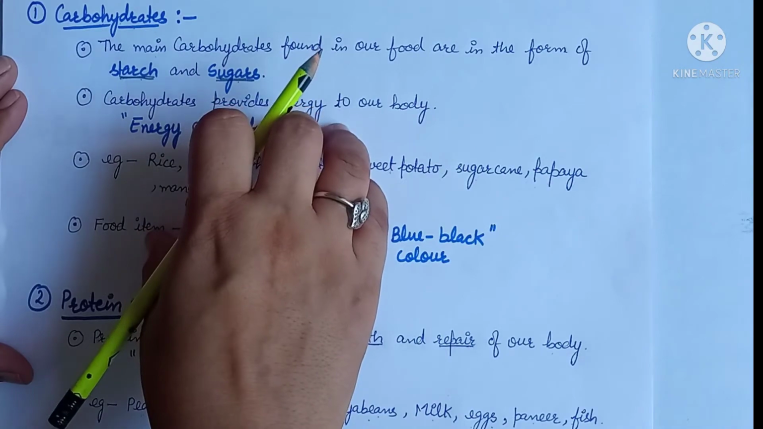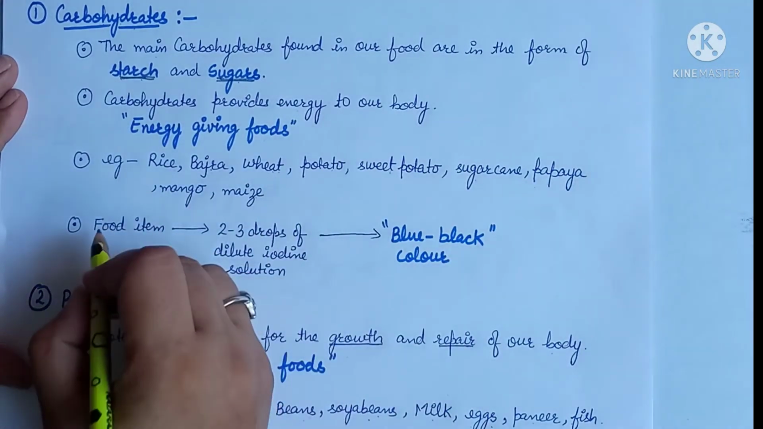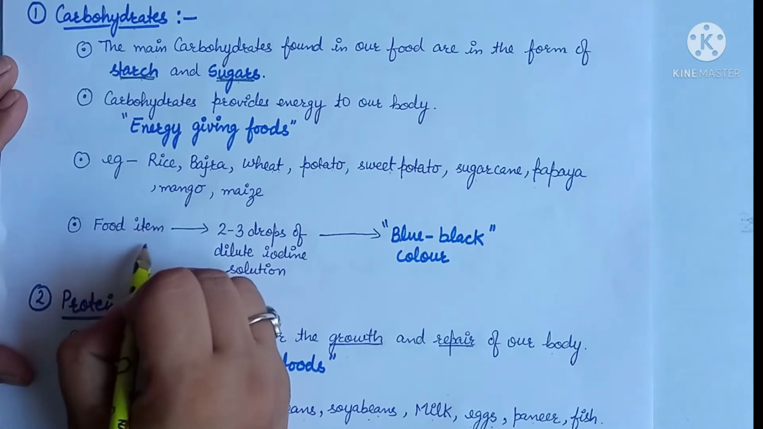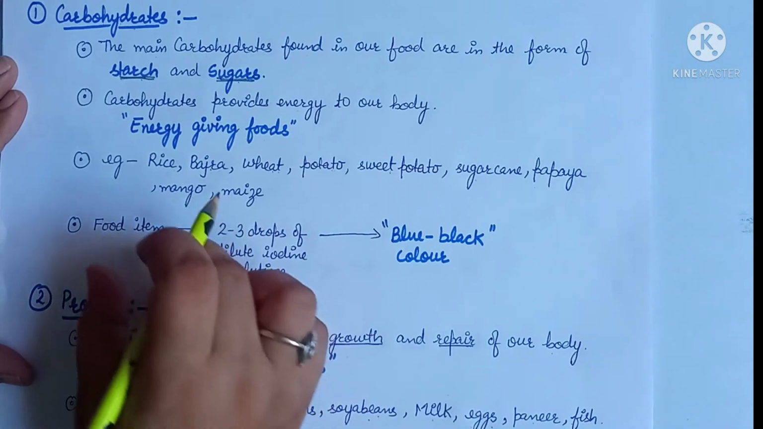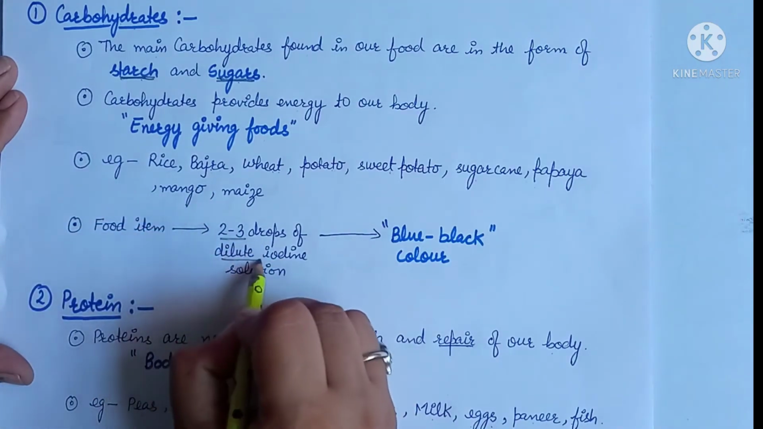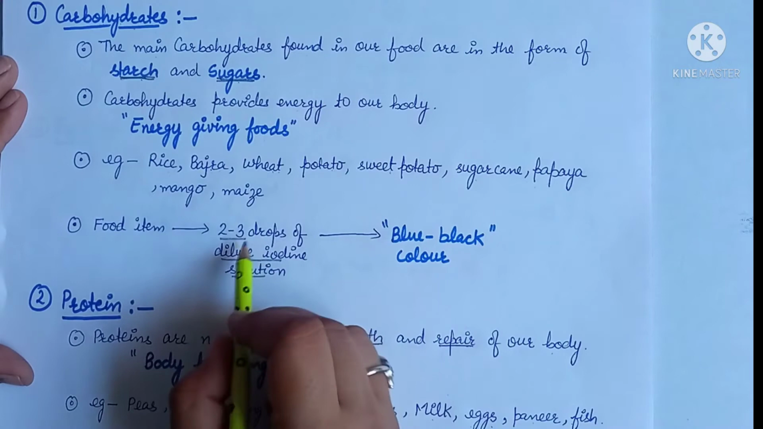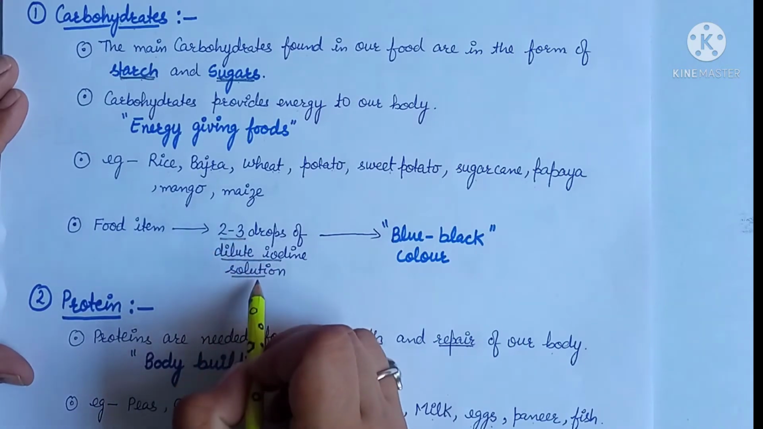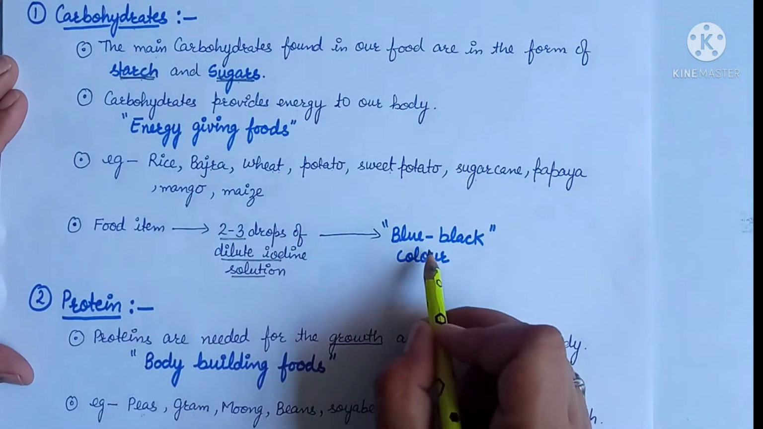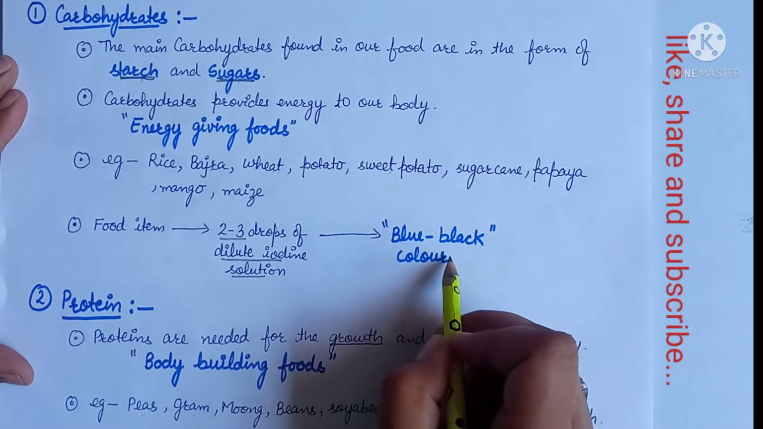If you want to test for the presence of starch in the food item, we have a test for it. For that test, you need a food item in a smaller quantity. Take the food item in a smaller quantity, add 2 to 3 drops of dilute iodine solution. You will get dilute iodine solution in your lab. After adding 2 to 3 drops of dilute iodine solution, wait for some time. If the color changes into blue black, the blue black color indicates the presence of starch in the food.